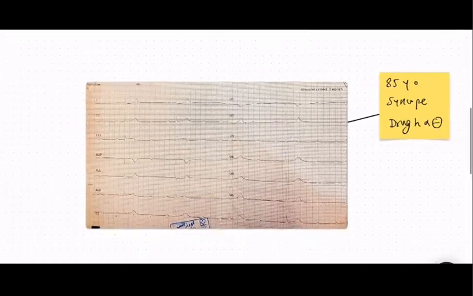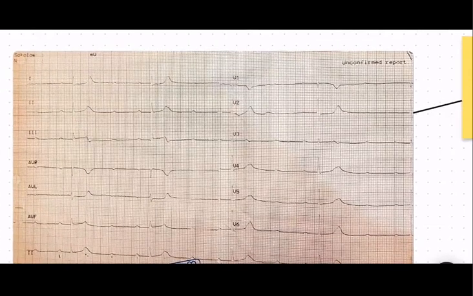Before we go any further, I encourage you to pause the video and carefully observe the ECG. I'll give you an in-depth breakdown of what we are seeing in a few moments.